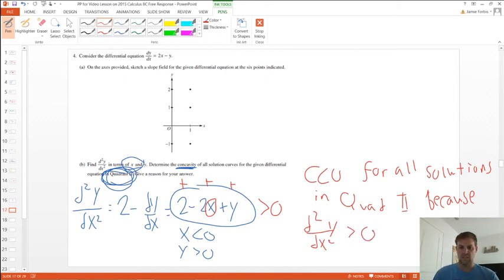Okay, there you have it. The second derivative wasn't hard to find. You just had to put a little bit of concept behind there, a little bit of thinking to figure out why it's going to be concave up for all solutions. Okay.